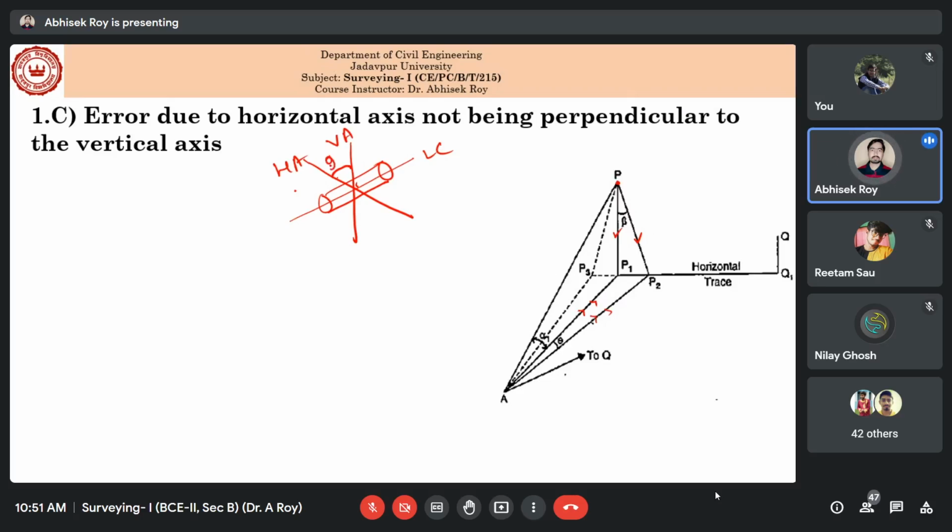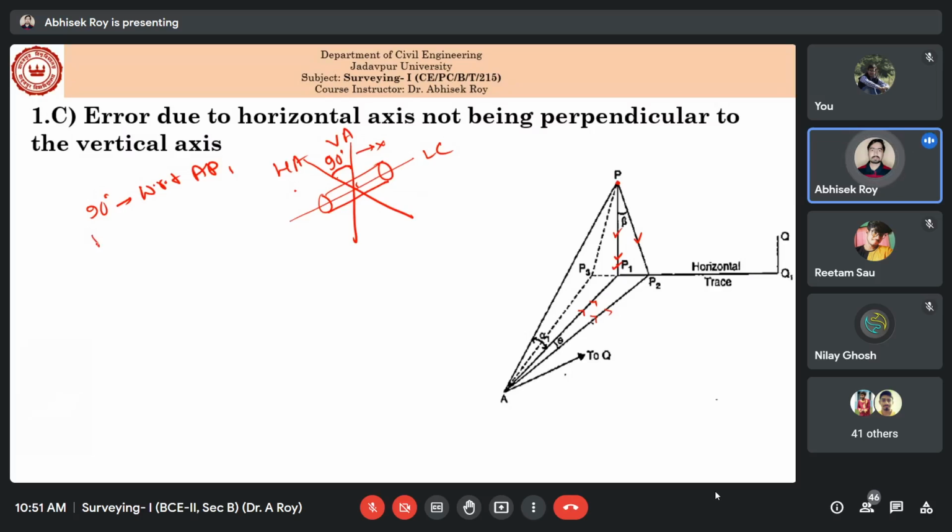Ideally it should be 90 degree. If it is 90 degree, then it is okay, it will follow this path, no error will be there. Our measurements will be with respect to AP1. If it is 90 degree, measurements will be with respect to AP1.